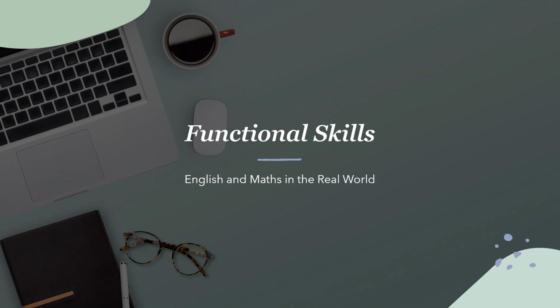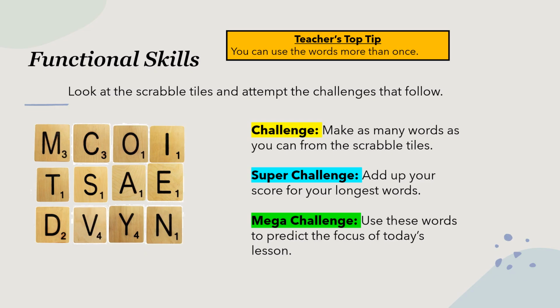So the first thing we're going to look at in today's lesson is we've got a couple of Scrabble tiles here, and what I want you to do is just to get you thinking a little bit about English and a little bit about maths. Can you actually try to make as many words as you can from the Scrabble tiles? If you think about the super challenge, try and add up the score for the longest word that you've come up with, and then if you can, stretch yourself and go for the mega challenge and use these words to predict the focus of today's lessons.